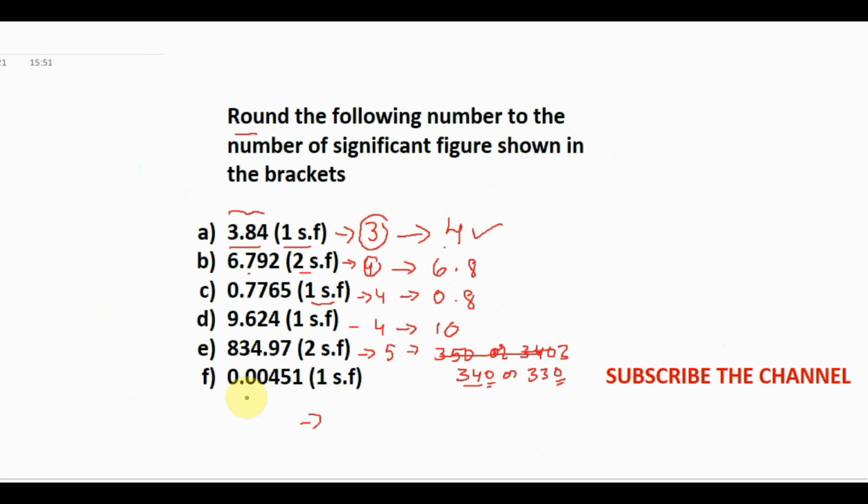Next, 0.00451. What is the significant figure here? 1, 2, 3, 4, 5. 5 are there. Then what do we need? One significant figure. What is this? 0.005. One significant figure: 4 becomes 5. What are these zeros? These are the leading zeros, not counted. Only 5 is counted. This is the answer.